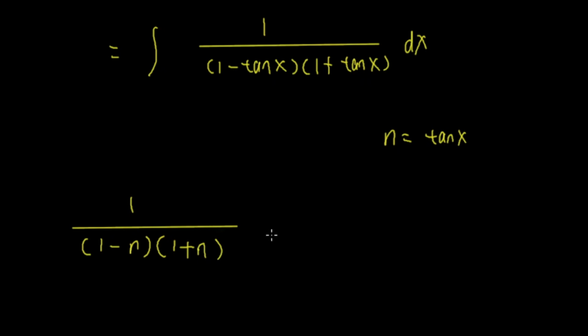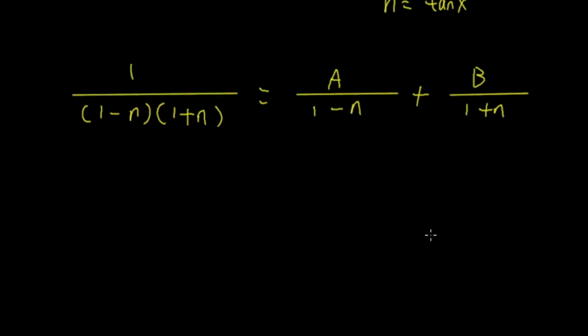Since I'm using partial fraction decomposition, I'm going to write this. That's equal to a over 1 minus n plus b over 1 plus n. Now, since the exponent in each of these denominators is 1, you just have a constant a and constant b here. Now we have to find out what a and b are. Okay. To do that, let's find a common denominator for both of these terms. And to do that, we just multiply a by 1 plus n and multiply b by 1 minus n. So we have this.